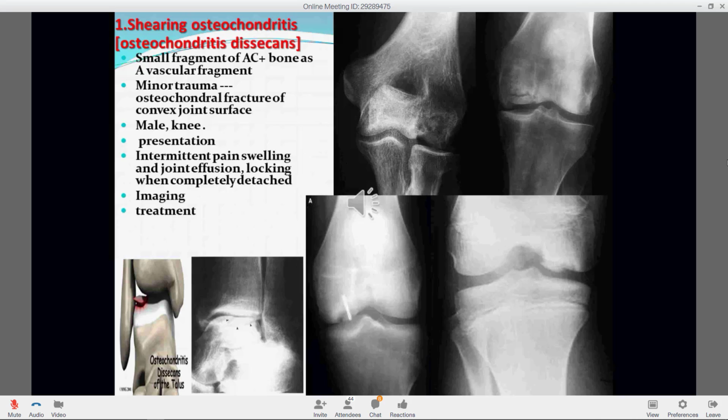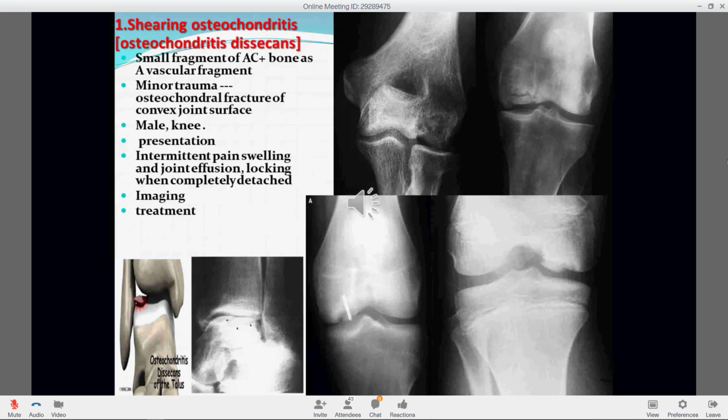Shearing osteochondritis, osteochondritis dissecans. A small fragment of articular cartilage with the bone under it will separate as an avascular fragment. This is due to repeated minor trauma, causing osteochondral fracture of the convex joint surface. It occurs especially in the knee, in the lateral aspect of the medial condyle of the femur.